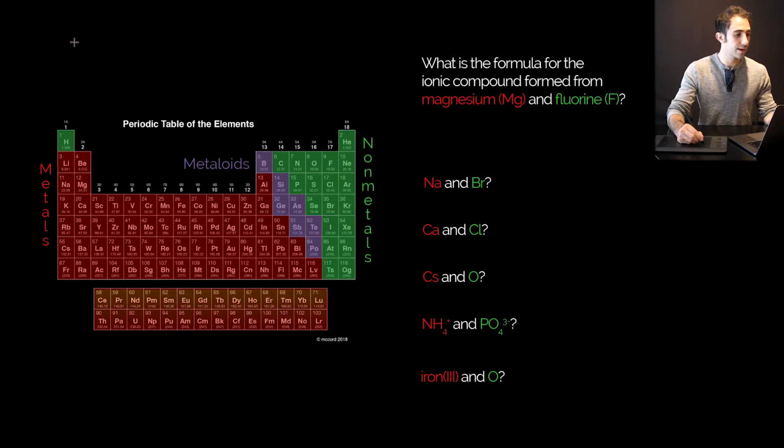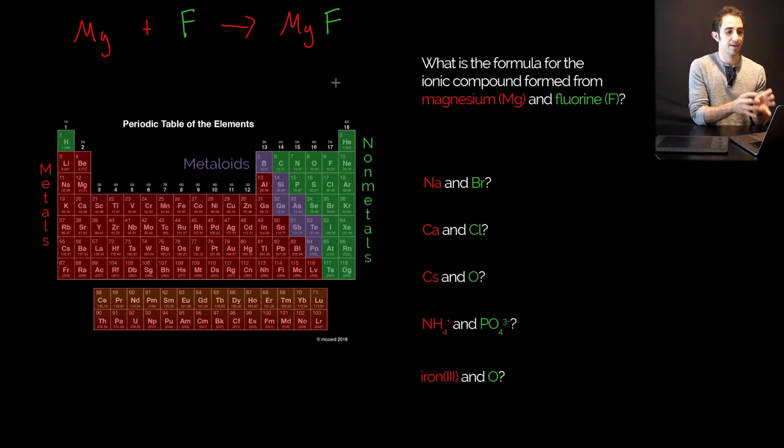So we know that we have magnesium and fluorine, and they're coming together to form an ionic compound. But it's not that simple because we need to account for the charges and we need to form an ionic compound with a neutral charge overall, which means the charge of magnesium has to be balanced out by the negative charge on fluorine. So how do we know what the charge of magnesium and fluorine are?